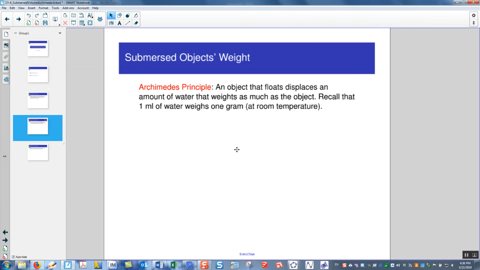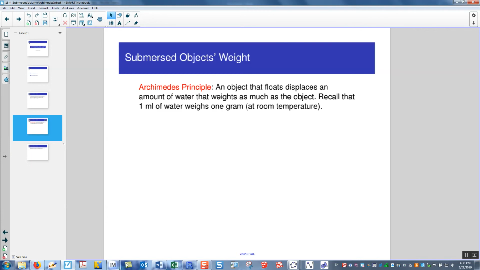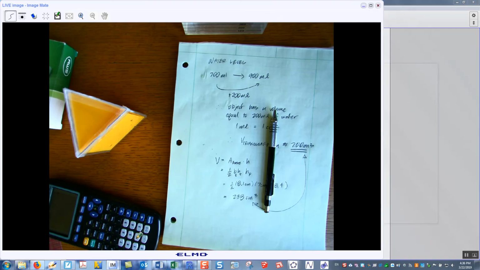So this has some deep connections to density, right? Because objects that sink, of course, they must be heavier than the amount of water that they displace when they're placed in the water. So yeah, let's take a look at how this looks. Let's take a look at how this looks then on the ground with a real example.